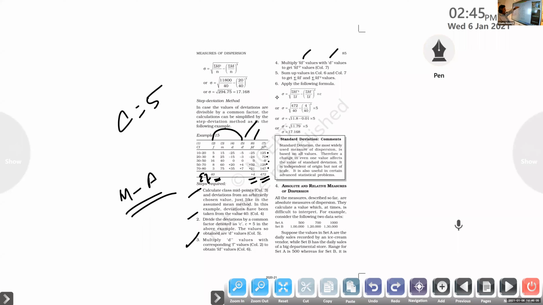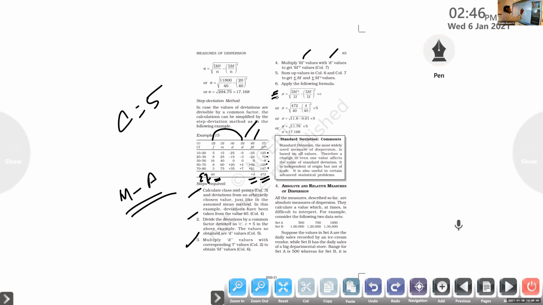Or we can rewrite like this. We are able to apply the numbers. So all numbers are there with us. Sigma FD dash square is there, sigma F is there, sigma FD dash divided by sigma F whole square is there, and we know the value of C also. So 472, that is sigma FD dash square, and sigma F it is 40. So 472 divided by 40 minus sigma FD dash, which is 4 here, divided by sigma F, 40. So 4 divided by 40 all square, multiply with 5 here.